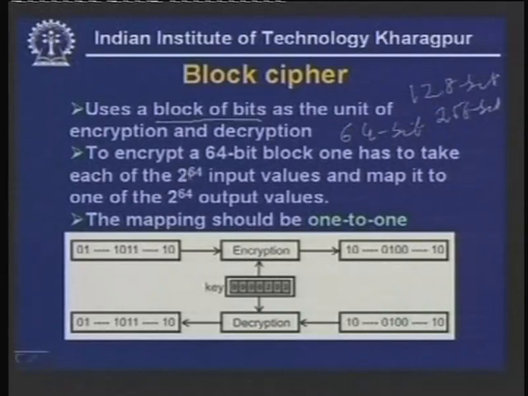So, to encrypt a 64 bit block, one has to take each of the 2 to the power 64 input values and map it onto 2 to the power 64 output values. So, here the mapping should be 1 to 1 as it is shown here. This is the plain text P, which is encrypted by this key to get this ciphertext C.